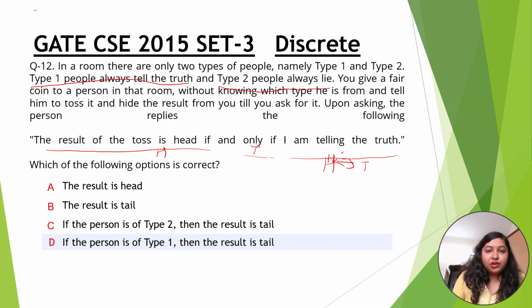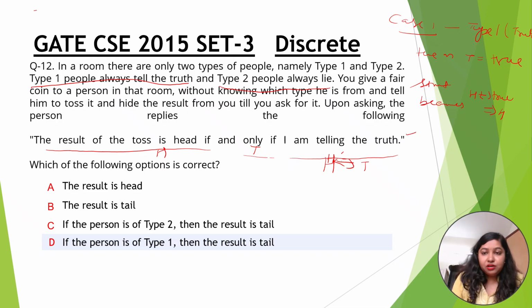ओके तो अब हम दो केस बनाएंगे यहाँ पे. केस 1, पर्सन इज टाइप 1. तो टाइप 1 ऑलवेज ट्रूथ बोलते हैं. देन T इज ट्रू. तो statement becomes H true becomes H. So coin must be head. Consistent.